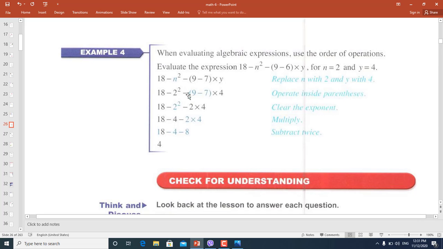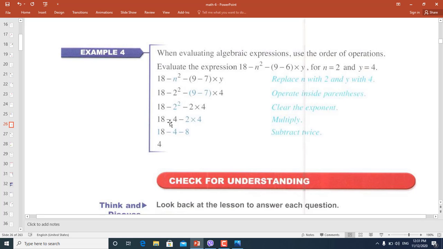After that, in this step we will solve the parentheses we have. 9 minus 7 we solve, it is 2. And after that we have the exponent, 2 times 2, the second power of 2, so it's 2 times 2, it's 4. And any number we have, we write again.